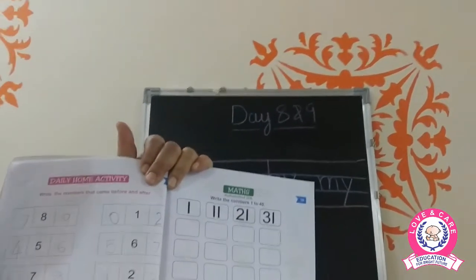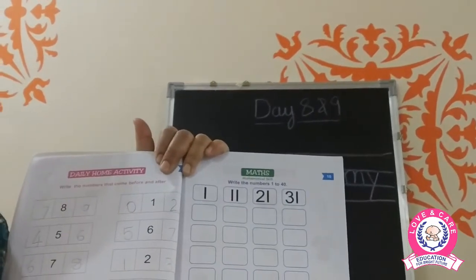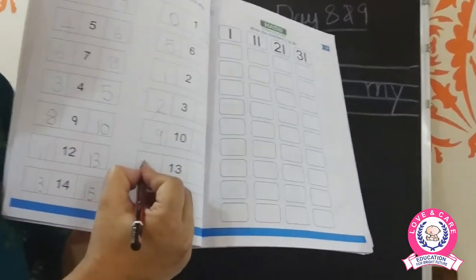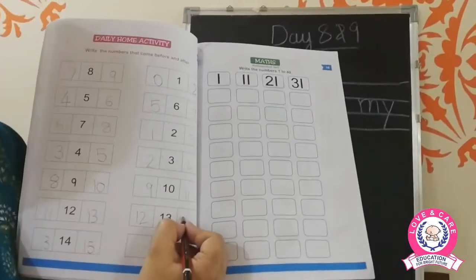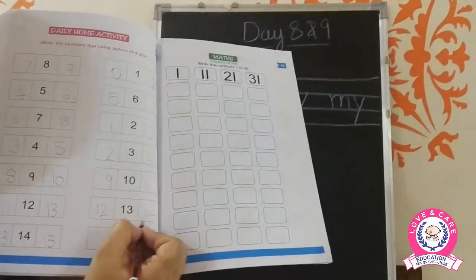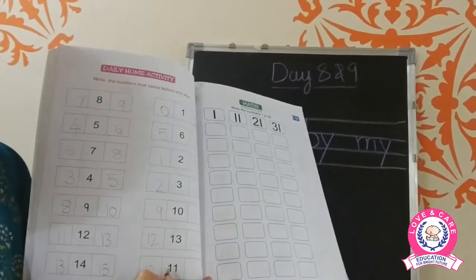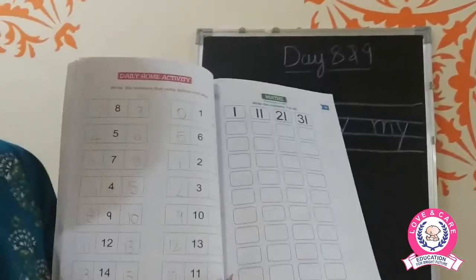10. So the before number is 9. 10 and will come 11. 11. So in 13, what will be the before number? 12, 13 and the after number will be 14. 11. So before number is 10. 11 and the after number is 12.